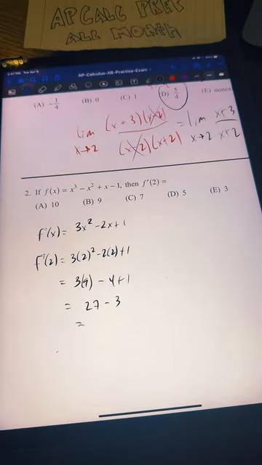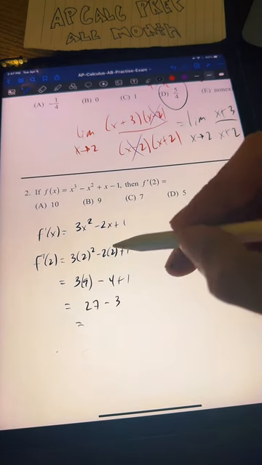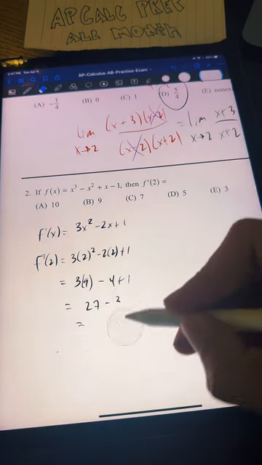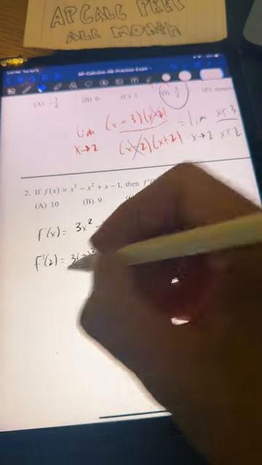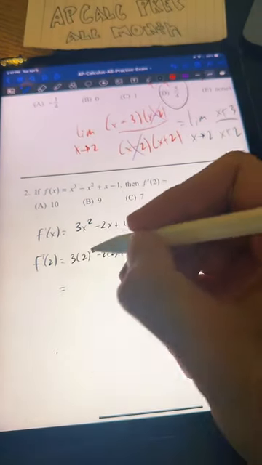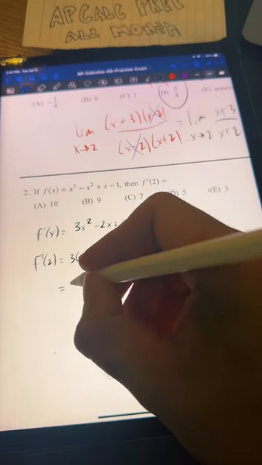Wait, did I not do my math right here? Holy hell. Wait. Yeah, I don't know why I thought that 2² was equal to 9. So if this happens during the test, you're going to see, okay, you suck at math, kind of like I do here.